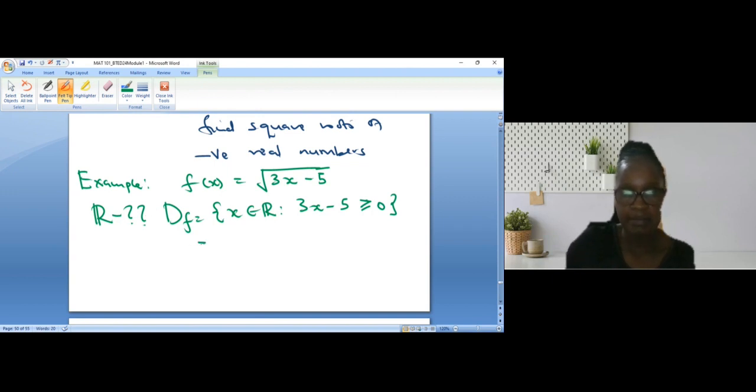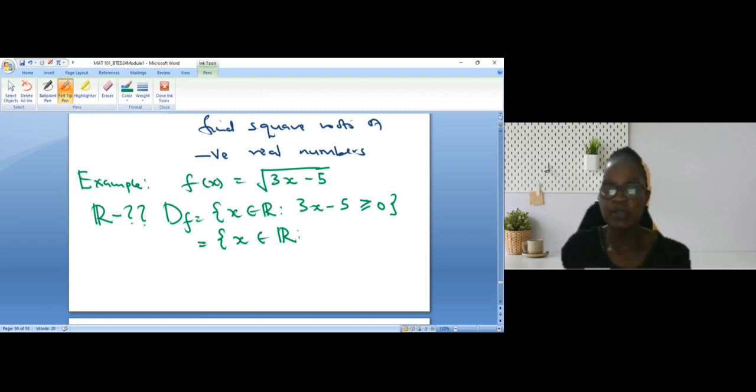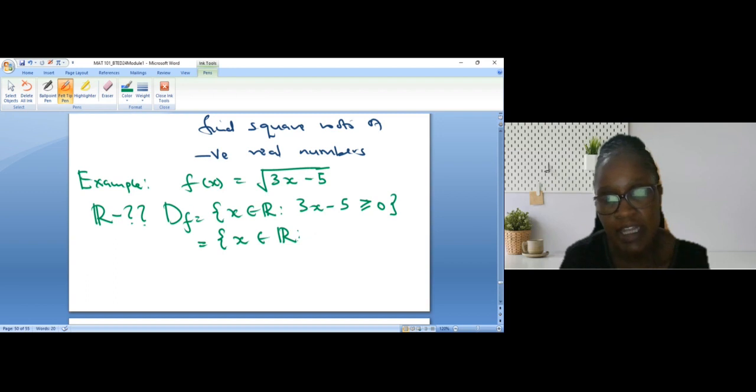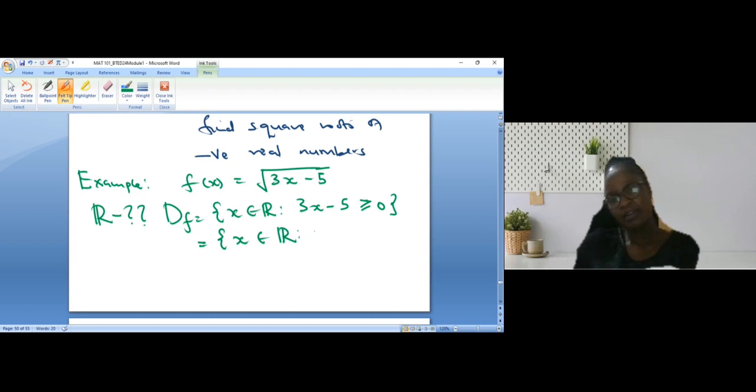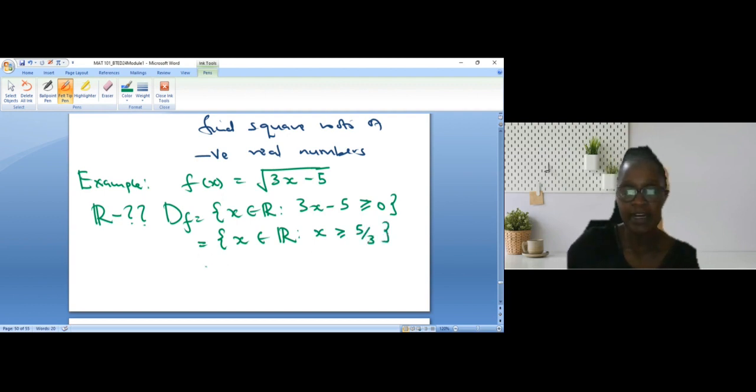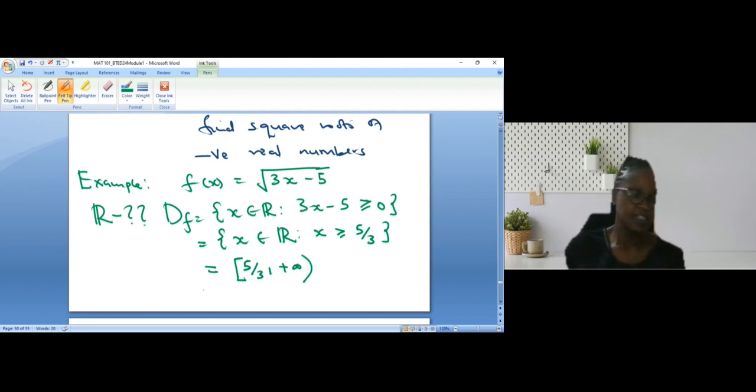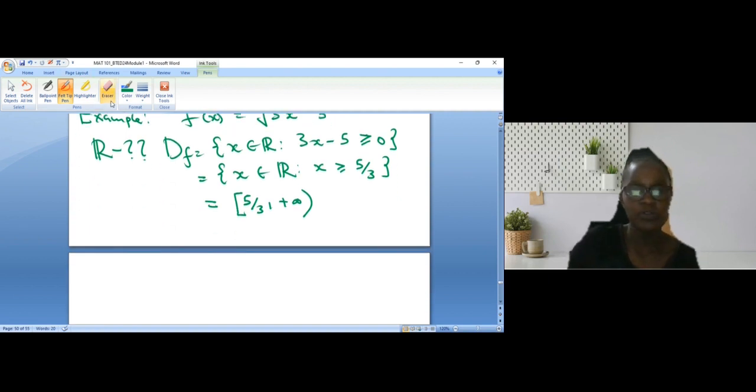And so from elementary mathematics, we can solve for x. In this case, you'd be looking at values that are greater than or equal to 5 divided by 3. So x is greater than or equal to 5 over 3. And you can write it even in interval notation, from 5 over 3 to positive infinity. So that would be the domain of the function, simply by looking at values at which the function is undefined.